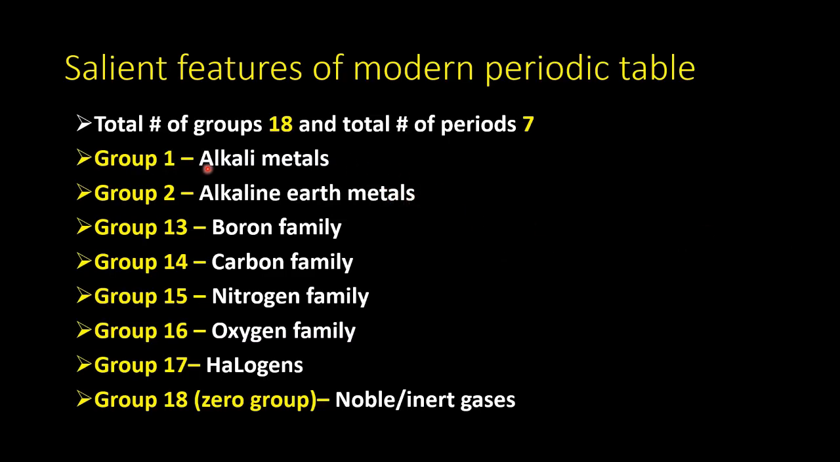Important group names you have to remember, there are total 18 groups and 7 periods. Group 1 is alkali metals, 2 alkaline earth metals, 13 boron family, 14 carbon family, 15 nitrogen family, 16 oxygen family, 17 halogens, 18 which is also known as zero group, noble or inert gases. Zero group because the valency of noble or inert gases is zero.